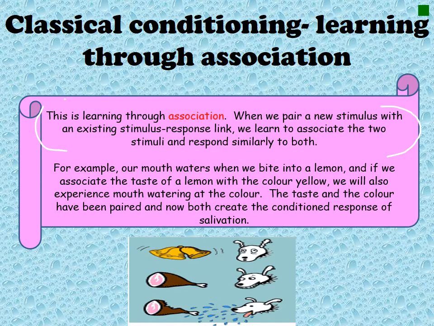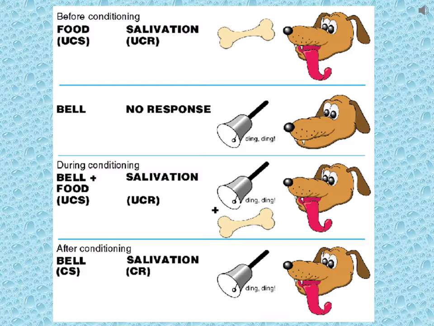An example so far then is our mouth waters when we bite into a lemon. Now, if we associate the taste of lemon with the colour yellow, for example, then we may also experience mouth watering at the colour yellow. The taste and the colour have been paired together so that they both create the same conditioned response of salivation.